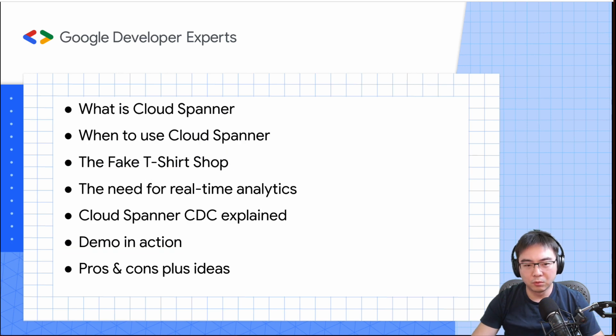I'll quickly go through what is Cloud Spanner and what are the common use cases and when you might want to use Cloud Spanner. The fake t-shirt drop is an imaginary application I've created. I've got a database design, I can show you that. So the purpose of that is that you can actually see a practical use case, look like the real thing, and then to see how the CDC solution works in that use case.